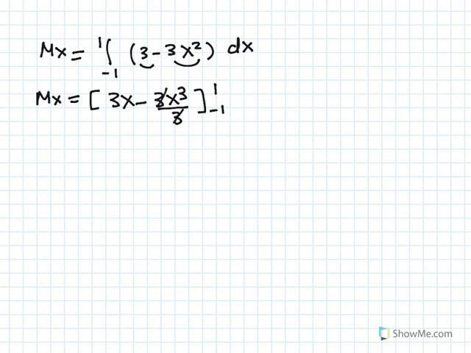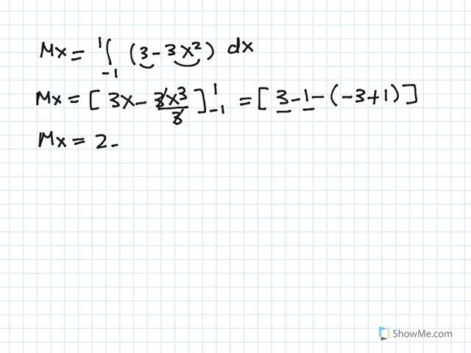3 cancels. So now let's put the upper limit in and the lower limit, applying the fundamental theorem of calculus. We get 3 minus 1 minus, put the lower limit in, we get minus 3. And minus 1 cubed is -1, plus 1. So the moment with respect to the x-axis is 3 minus 1, which is 2, minus 1 minus 3, which is -2. 2 plus 2 gives us 4.